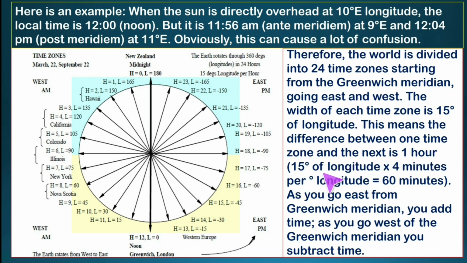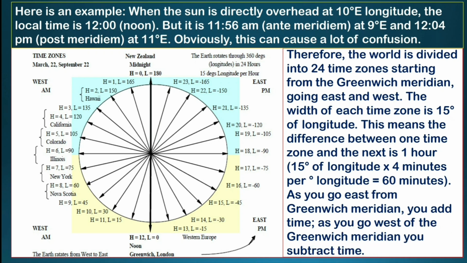That is 15 degrees of longitude into 4 minutes, that is equal to 60 minutes. 60 minutes means 1 hour. As you go east from the Greenwich meridian, you add time. As you go west of the Greenwich meridian, you subtract time.